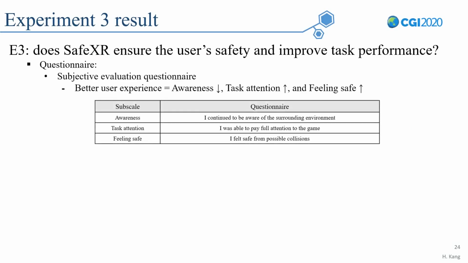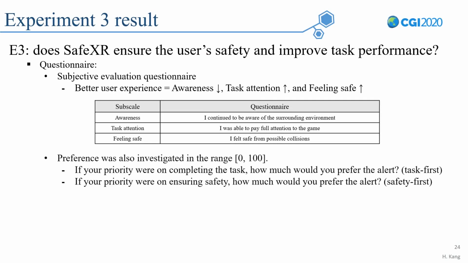After each trial, the participants filled out a subjective evaluation questionnaire. After testing all 4 interfaces in a mobile environment, participants were also asked to score their preference for each interface in the range 0 to 100. They were asked twice: if your priority were on completing the task, how much would you prefer the alert? And if your priority were on ensuring safety, how much would you prefer the alert?